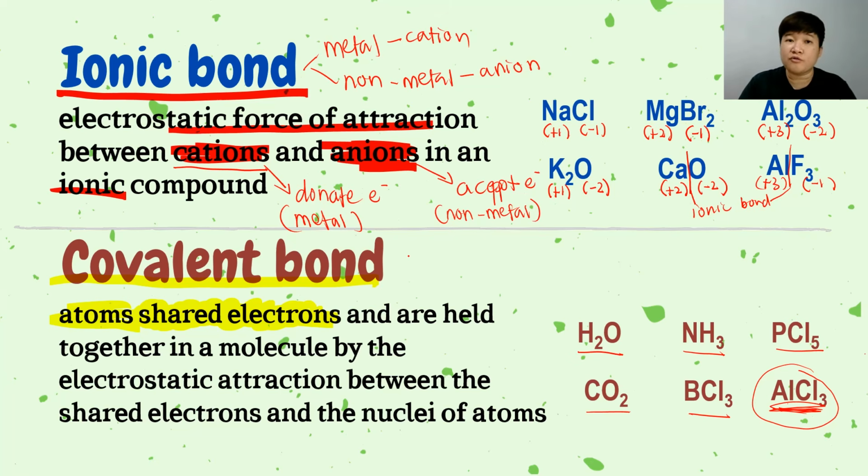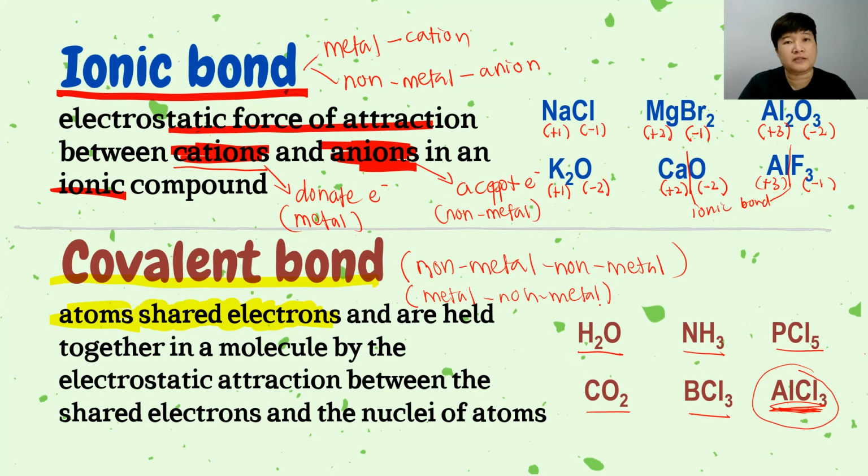Therefore, we cannot say that covalent is only for non-metal and non-metal, but we can say that it will normally be between non-metal and non-metal, but they are not forever. Some of the covalent bonds could also be between metal and non-metal. So it depends on the condition, it depends on who is your metal and who is your non-metal. So be very careful with that.